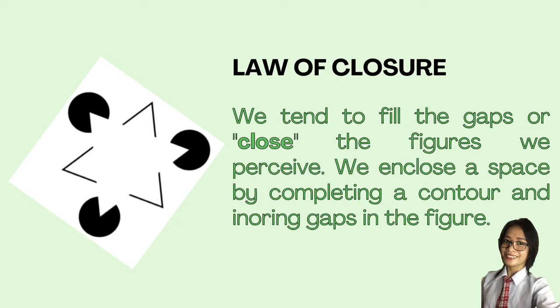Next is the law of closure. We tend to fill the gaps or close the figures we perceive. We enclose a space by completing a contour and ignoring gaps in the figure. So, this states that when we see an image that may have missing parts to it, our brain is going to fill these missing parts and complete the image in our head. We just fill it in with our imagination.